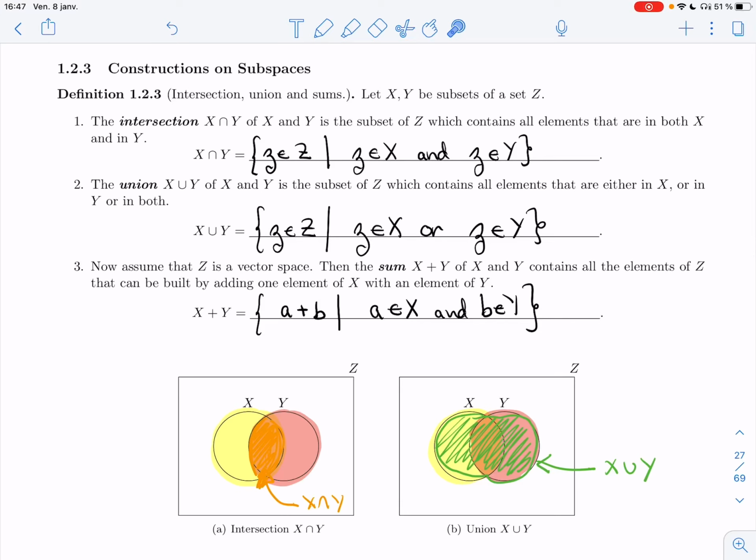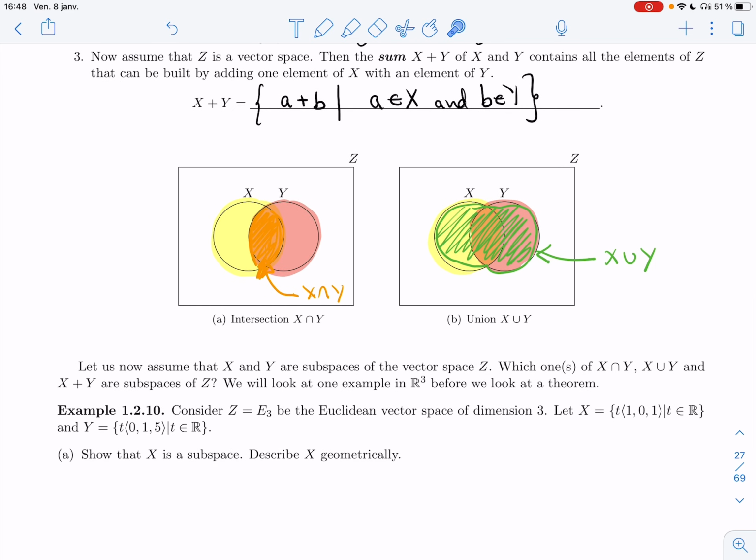Right, in the last video, we defined the intersection, we defined the union, and we defined the sum for any x and y inside a vector space. So we want to get a feeling for what is happening, and really we have a question in the back of our head. We want to know what happens if x and y are subspaces. If x and y are subspaces of vector space Z, I want to know which ones of the intersection, the union, and the sum are still subspaces of Z.